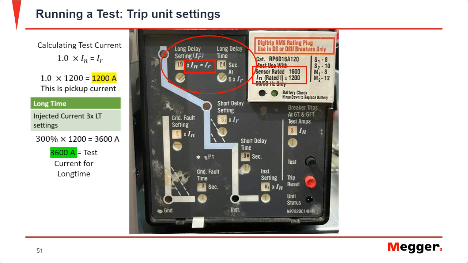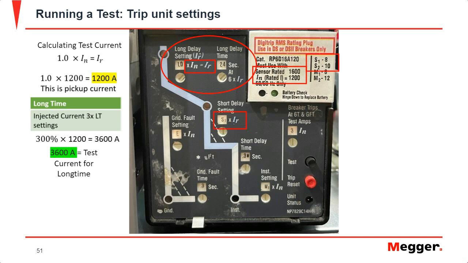So from there, using the previous standard recommendation of 300% or 3 times the long time pickup setting, that's why we did 3 times 1200 amps, which gave us 3600 amps. And that's the test current we would use for a long time when we're testing at 3 times. But you can always test higher than that. You can test 5 times, 6 times. All it's going to do is just affect the timing. But you just want to make sure that that's within the curve and you're good to go.